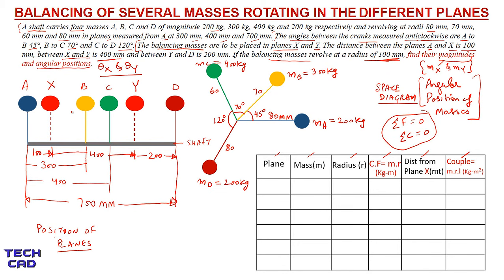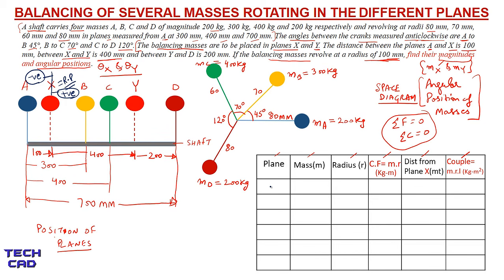In different planes, you have to take all the masses into a single plane, and that plane will be considered as a reference plane for all the masses. So let us suppose I will take this X plane as the reference plane. If I'm considering X as the reference plane, then the distances from this reference plane towards the left side will be taken as negative and the distances towards the right side will be taken as positive. Now let's fill the table.